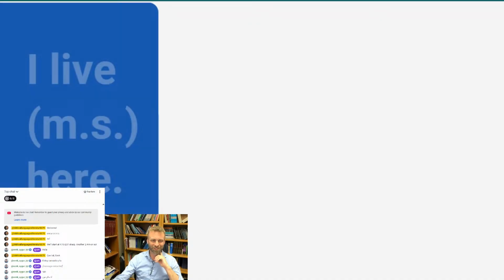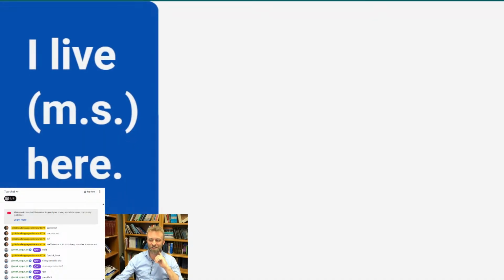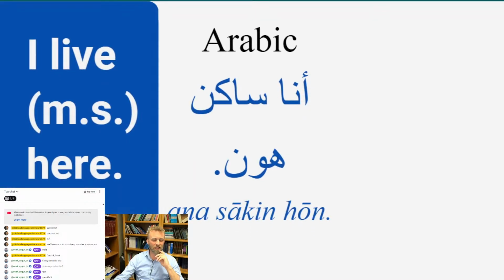All right, so I live here in Arabic. And as Jank indicated there, Ana sakin hon. Ana means I. Remember that can mean I for a male or a female, but here it has to refer to a male because of sakin. Sakin is a masculine singular form. I live. Ana sakin. And then the word hon means here. Ana sakin hon. I live here. And that's how a male would say it, not a female.